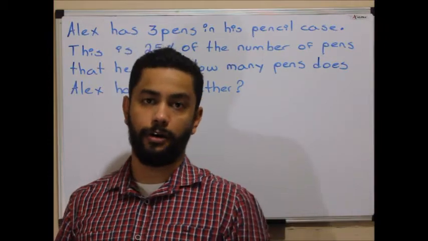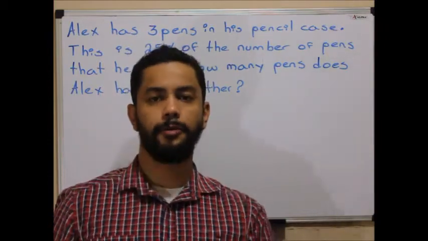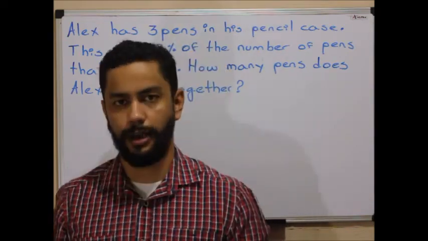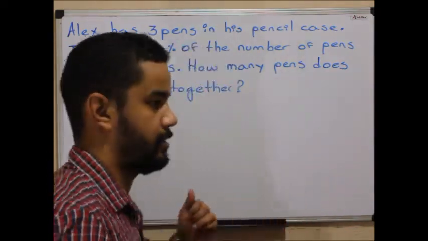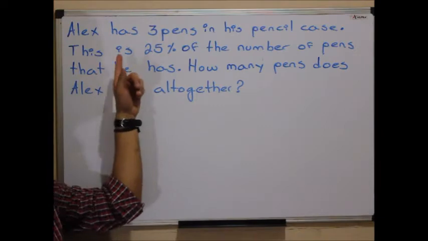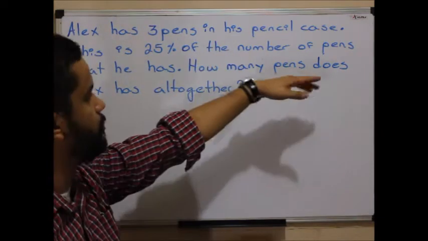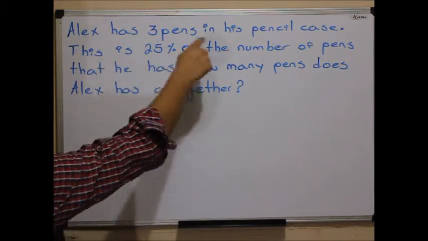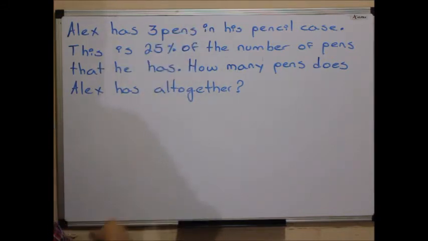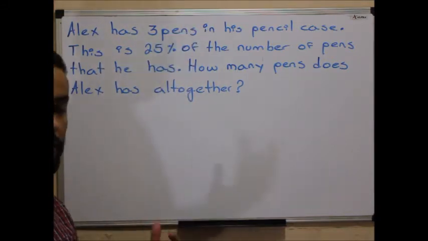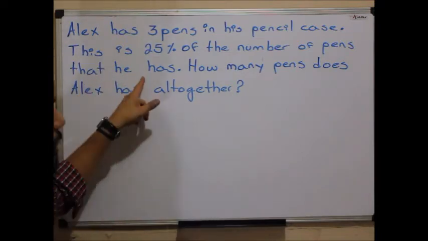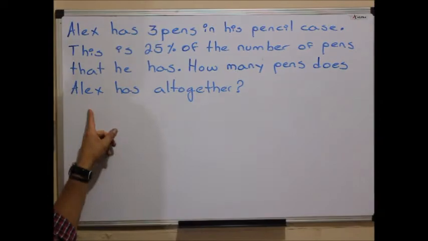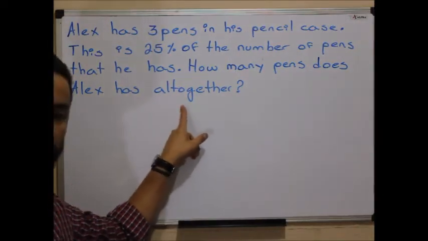Okay, we are on exercise 6, page 89 on your workbook. Now we're going to read that exercise. And it says, Alex has 3 pens in his pencil case. Okay, so those 3 pens are the 25% of the number of pens that he has. Now, how many pens does Alex have altogether?